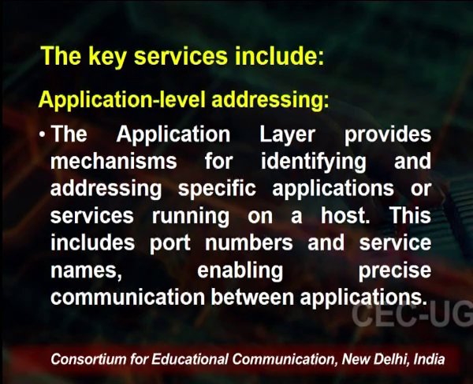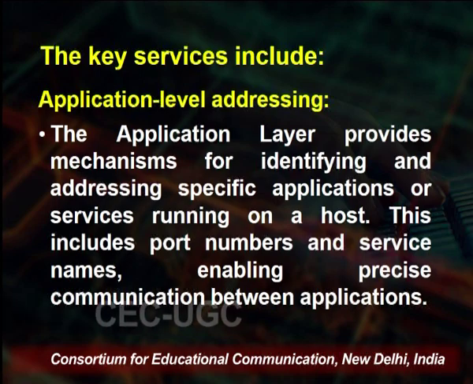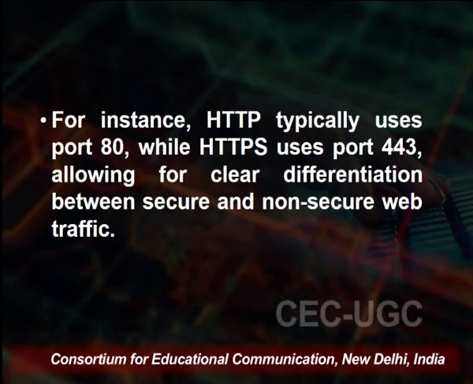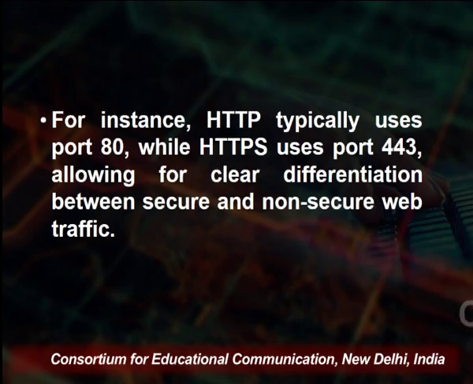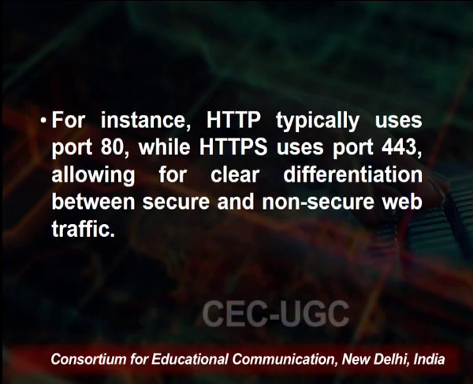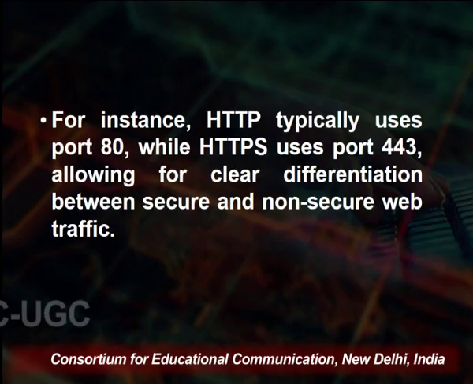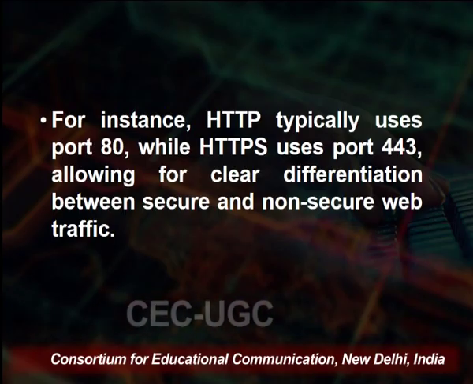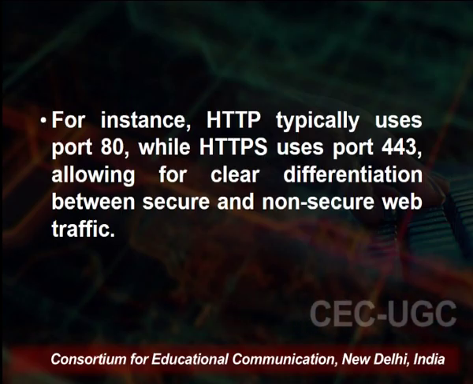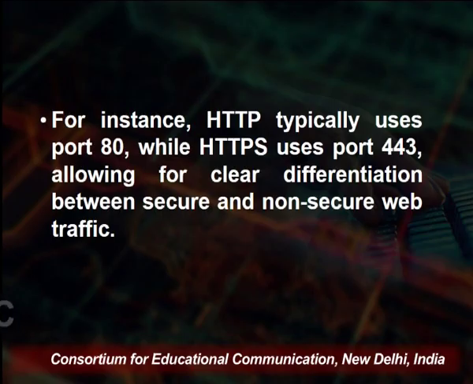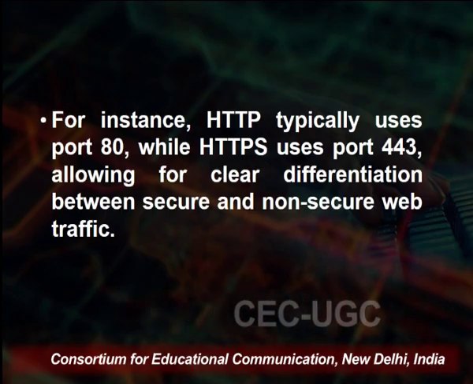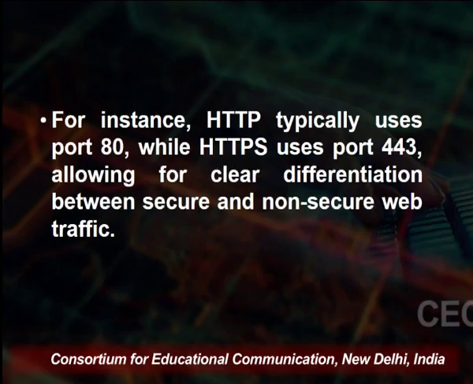So, application level addressing with the help of ports is one key service provided by this layer. HTTP we have seen on port number 80, HTTPS, which is secure HTTP, uses port number 443, and because of these various port numbers, a clear differentiation between secure and non-secure web traffic can be made. So, by providing this application level addressing, clear demarcation of various protocols and services is done.